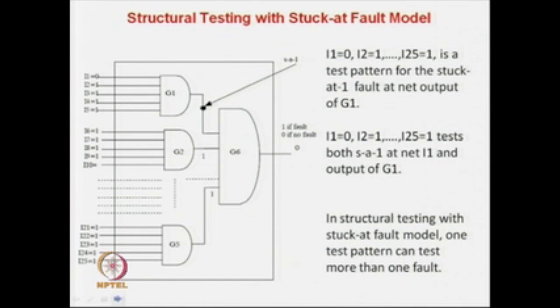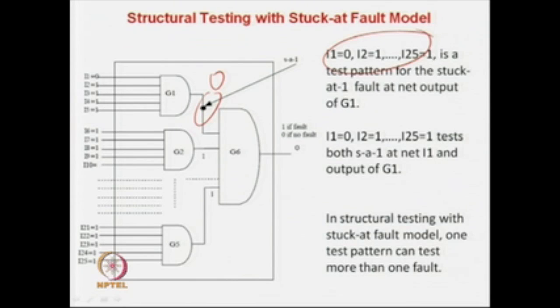Now you take another case. So now you take another stuck at fault here. Initially our fault was here, so for that our test pattern was this one. And now again we are considering another stuck at fault at this point, which is again a stuck at one. Now let us see what test pattern can be applied. There can be many patterns which can be applied, but let us see one. So in this case, this is stuck at one. So what you should apply is a 0 over here.